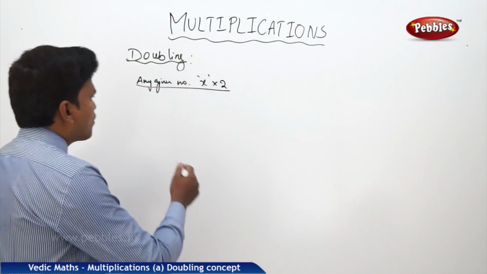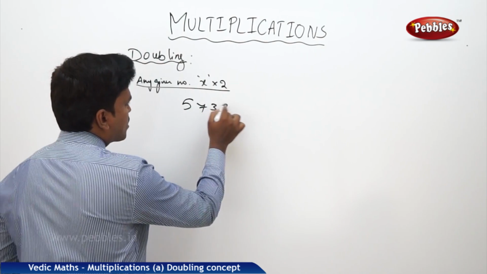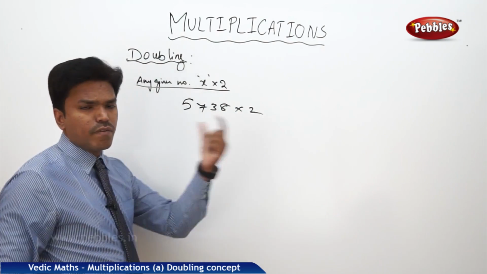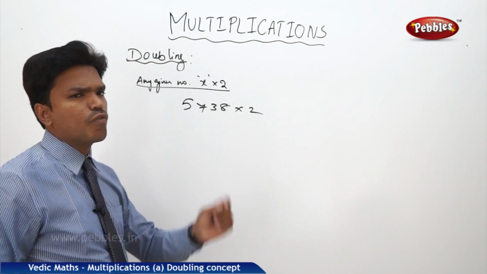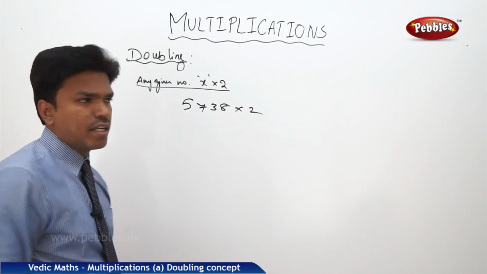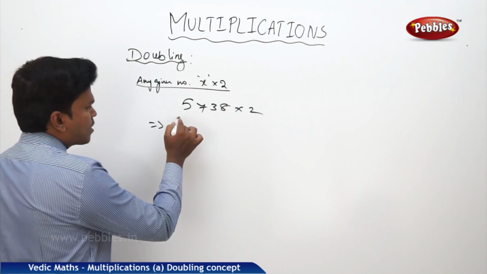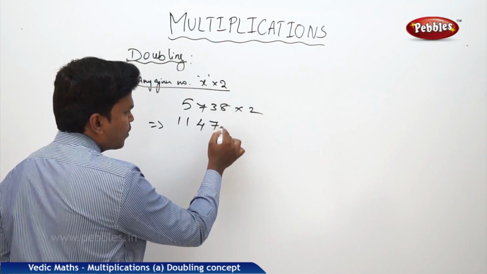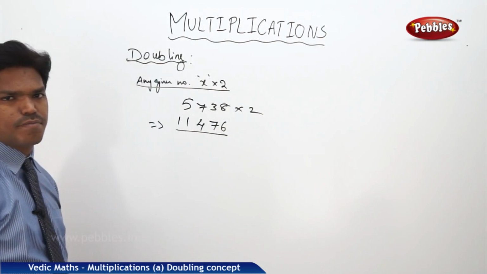For example, if I want to multiply 5738 into 2, no need of doing the normal conventional method of multiplication. You can directly go for our Vedic maths doubling. So start from the left. 2 5s are 10, but 11. 2 7s are 14, but 4 only. 2 3s are 6, but 7. 2 8s are 16, so 6. That's it. This will be your answer.